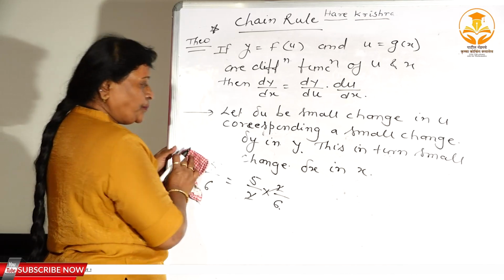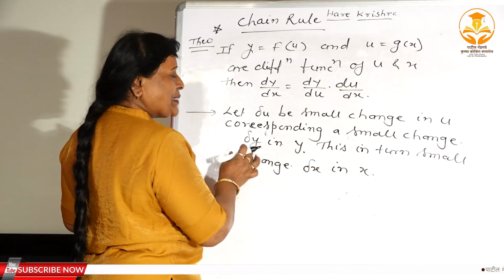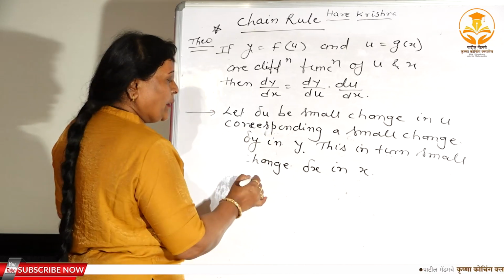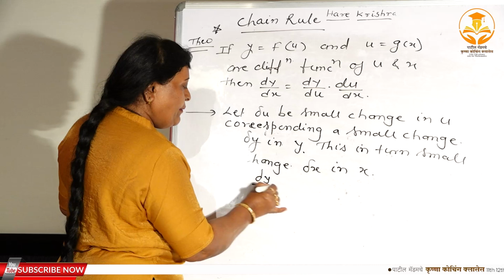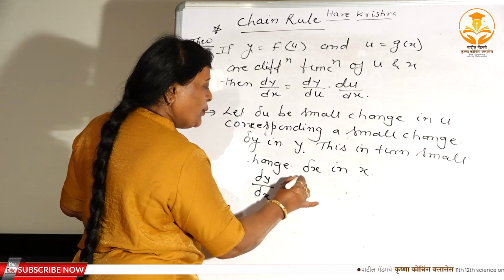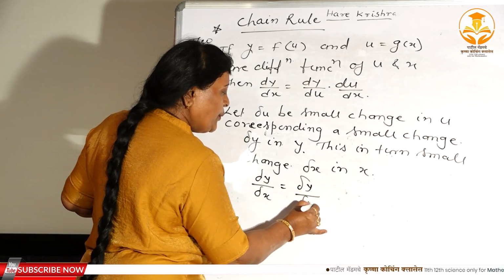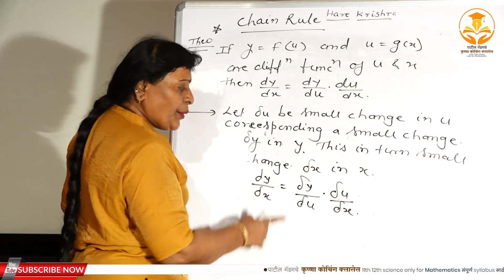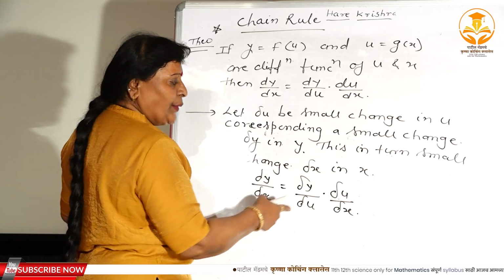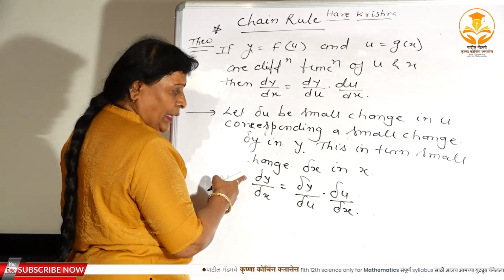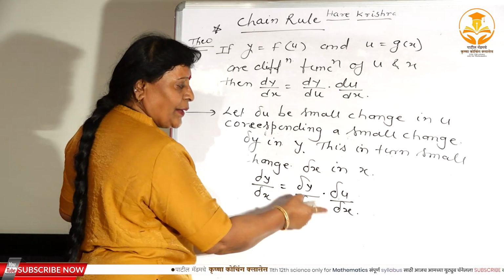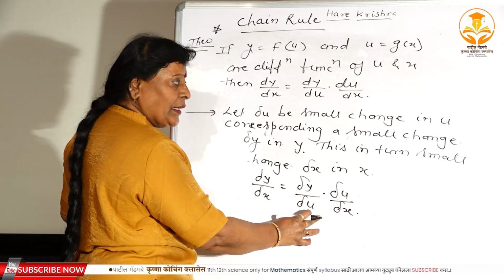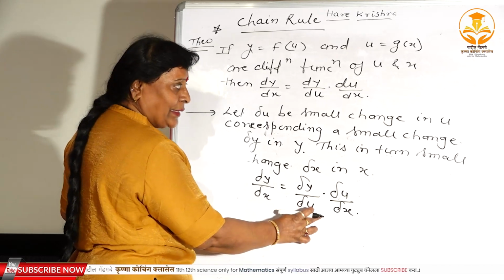In the same way, since del x, del y, del u are small changes, these are real numbers. Therefore you can write del y divided by del x is equal to del y divided by del u into del u divided by del x. Because these are real numbers, del u gets cancelled. Here you will get del y divided by del x as it is. Since this is a real number, a numerical number, you can write like this, isn't it?